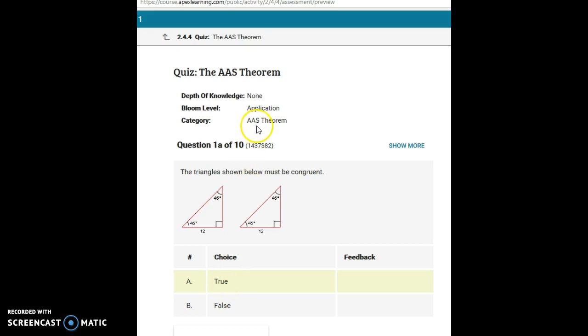Okay, under angle, angle, side. What they mean by that is angle, then another angle, then the side. It goes in the order that it's written. So angle, angle, side: 45, 45, 12, and 12. So it's true, the way it's written. All right, so remember that.